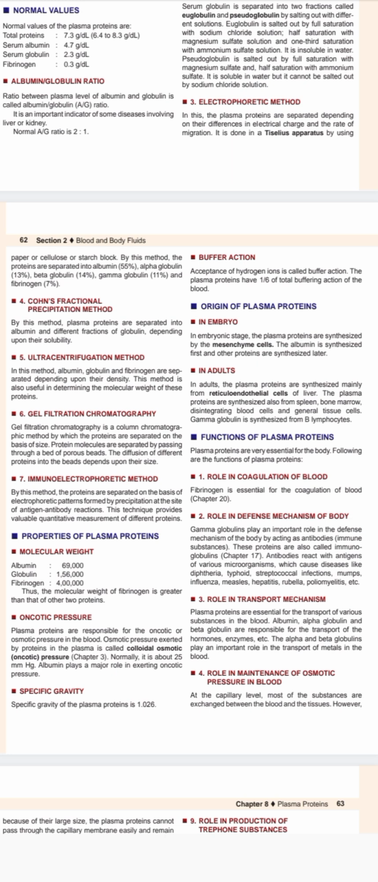So functions. Plasma proteins are very essential for the body. Following are the functions: role in coagulation of blood, role in defense mechanism of body, role in transport mechanism, role in maintenance of oncotic pressure in blood, role in regulation of acid-base balance, role in viscosity of blood, role in erythrocyte sedimentation rate, role in suspension stability of RBC, role in production of trephone substances, role in reserve proteins.